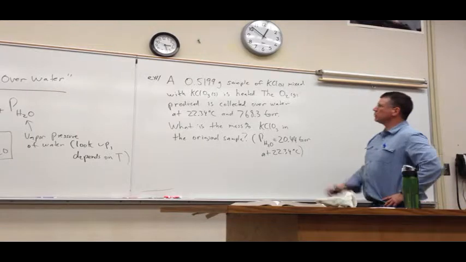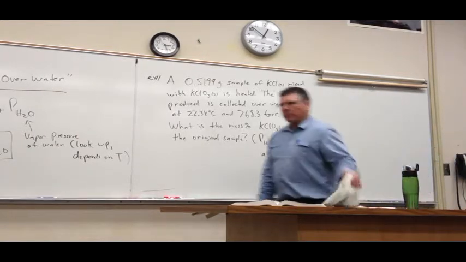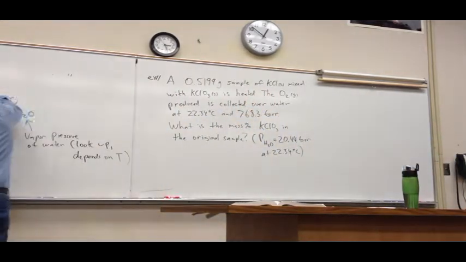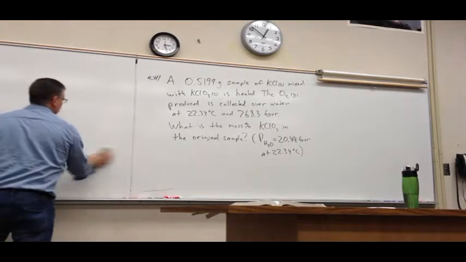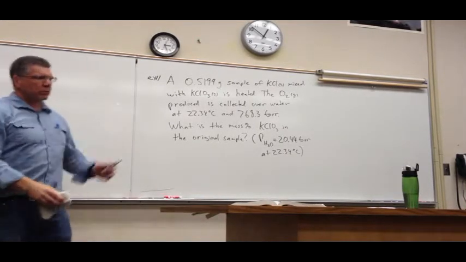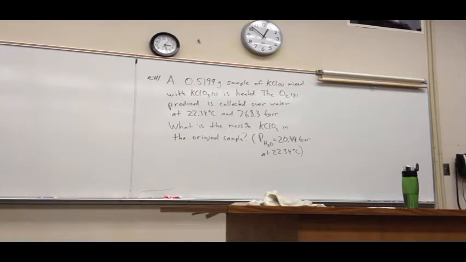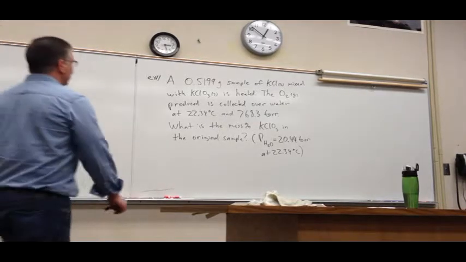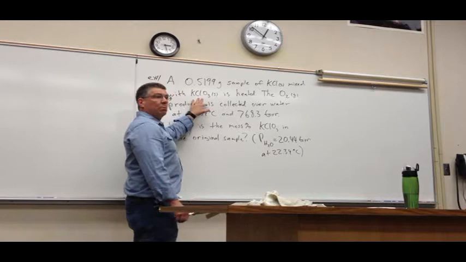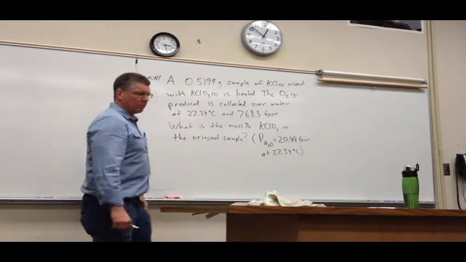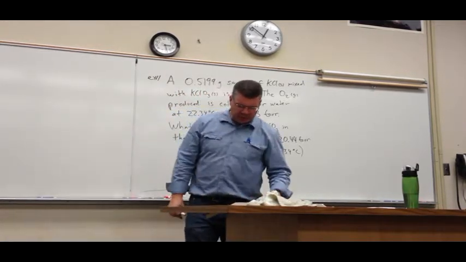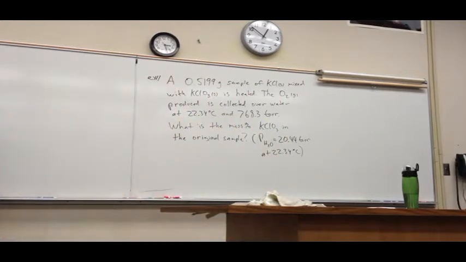All right, so get this written down. In this example, we have a mixture of salts. We have potassium chloride and we have potassium chlorate. When we heat them up, the potassium chlorate will decompose. It decomposes and makes oxygen gas and potassium chloride. It's like this.